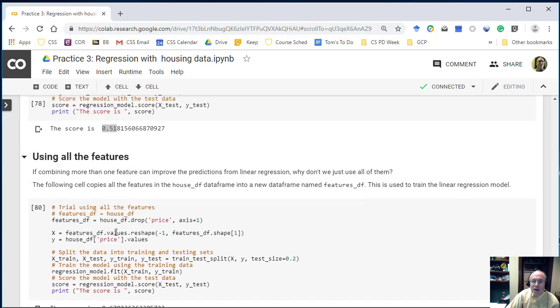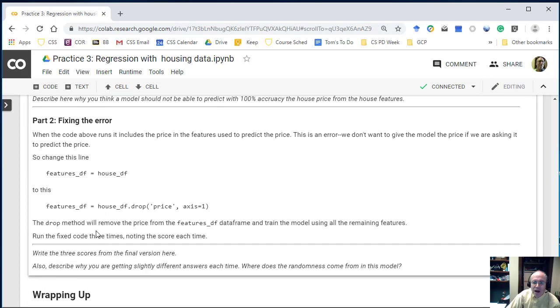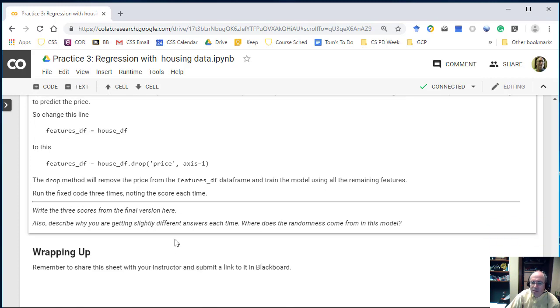And again, there's some randomness built into this, so after you fix this error, we want you to run it multiple times. Run it 3 times, put the 3 scores here, and then describe where the randomness is coming from and why you get 3 different answers when you run this 3 different times. So that wraps up our details on this practice activity and your introduction to linear regression and correlation.